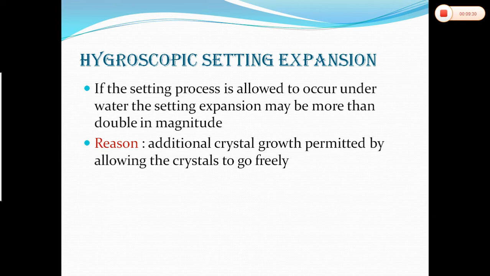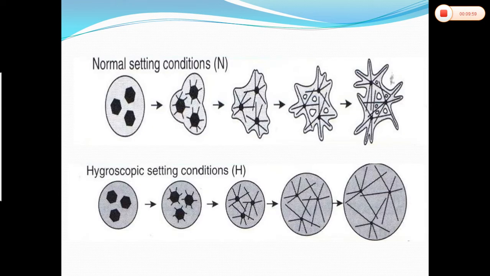The more the crystal growth, the more power it has. More power will provide more outward push or outward thrust. The more the outward thrust, the more the expansion. So the more the crystal growth, the more the expansion. That's why in hygroscopic setting expansion, as more crystal growth is happening than in normal setting expansion, we can see more expansion. See, these diagrams you have to remember.